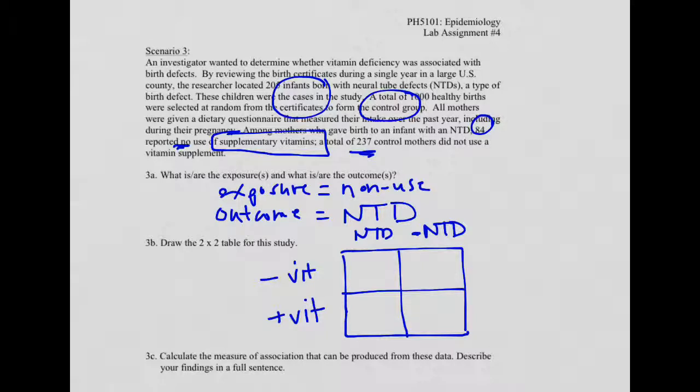But again, you can flip it the other way. The key thing here is that you remember what you counted as exposed and unexposed, because that's going to matter in your interpretation of your measure of association.